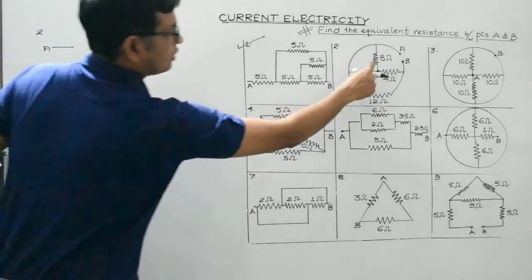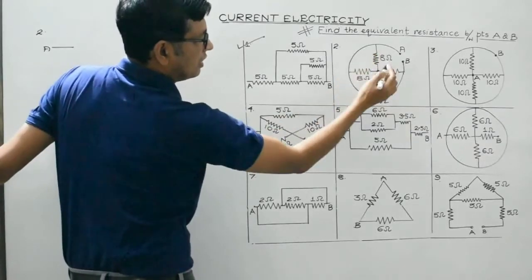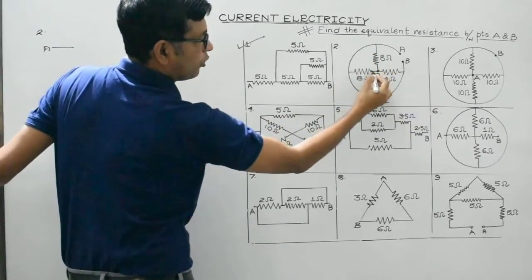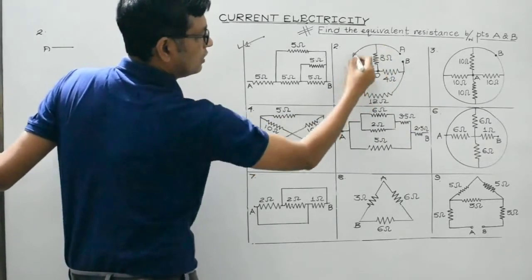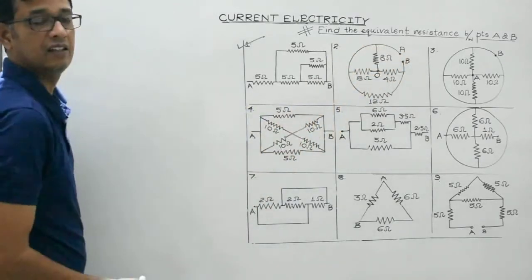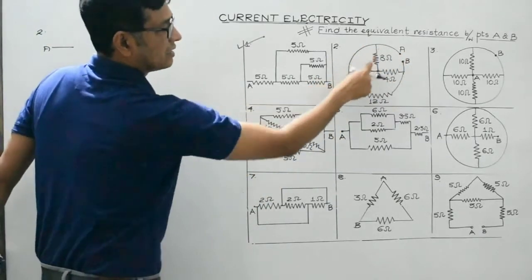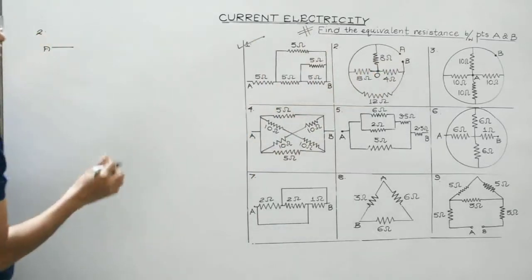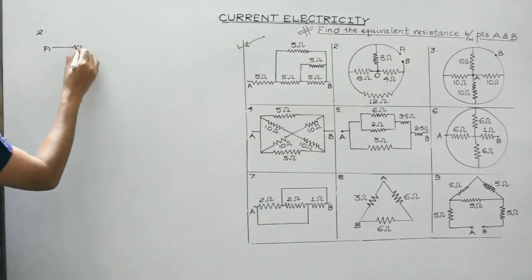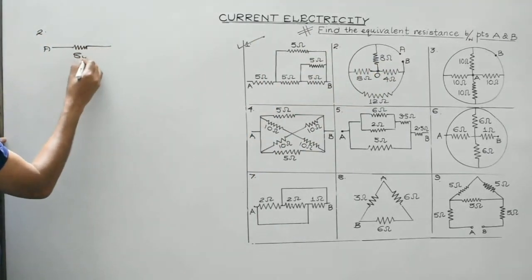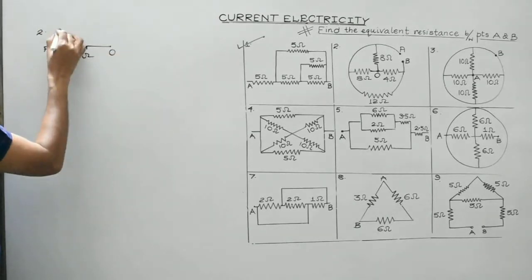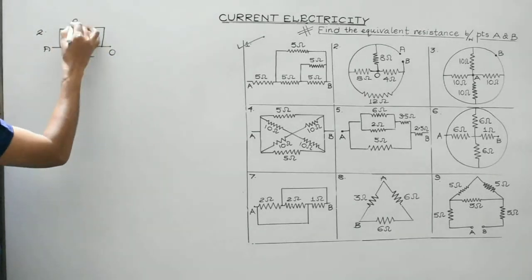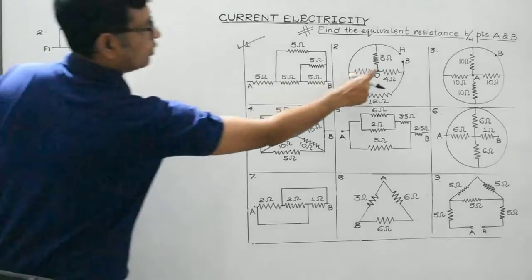Consider these two resistors. One end is connected to point O, while the other end of these two resistors is connected to point A. So these two resistors have their ends connected to the same two points, O and A. Therefore, they must be connected in parallel. This is point O.